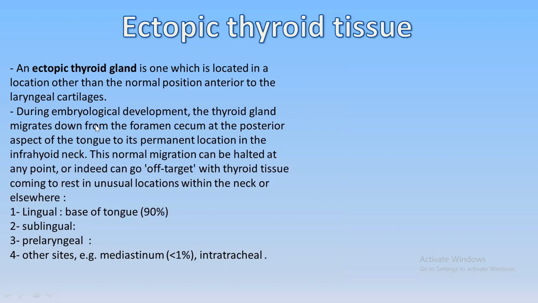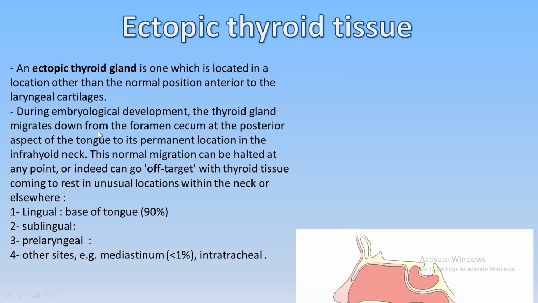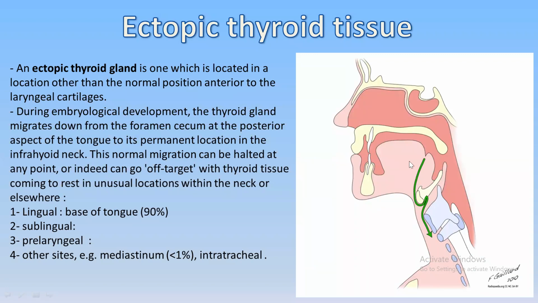Ectopic thyroid tissue. An ectopic thyroid gland is one which is located in a location other than the normal position, anterior to the laryngeal cartilage. During embryological development, the thyroid gland migrates down from the foramen cecum in the base of the tongue, at the posterior aspect of the tongue, to its permanent location in the infrahyoid neck. This normal migration can be halted at any point or indeed can go off target, with thyroid tissue coming to rest in unusual locations within the neck or elsewhere.